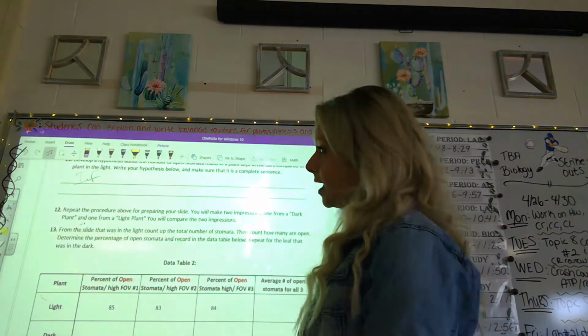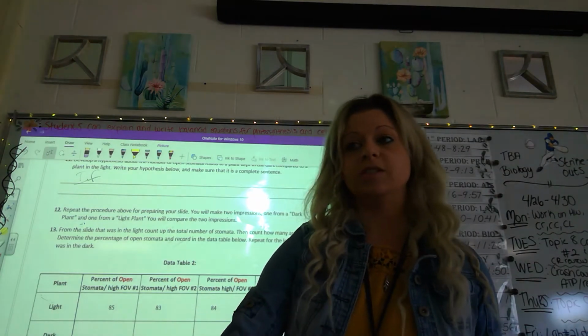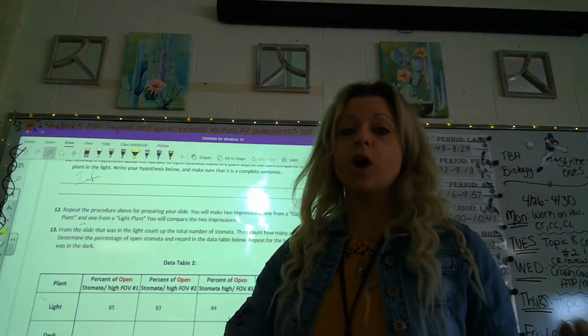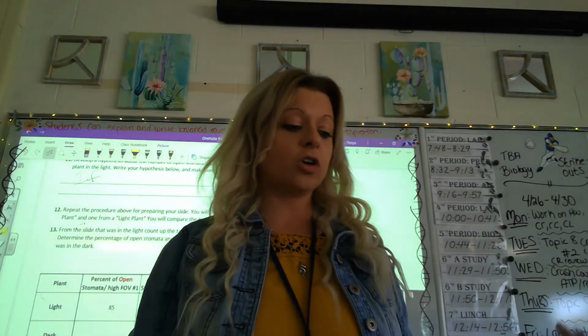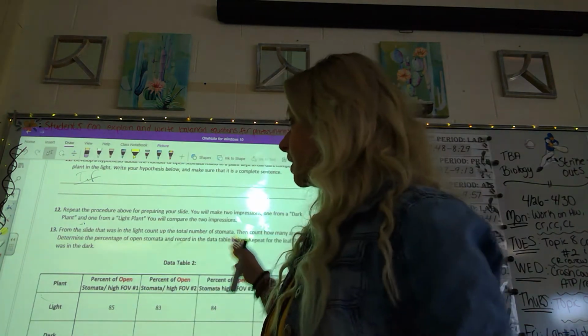Or you could say if stomata are in the dark, they would have more open stomata to get rid of extra water because of the dark reactions. You get to choose what your hypothesis is. I'll give you a second. You can pause, get your hypothesis in.